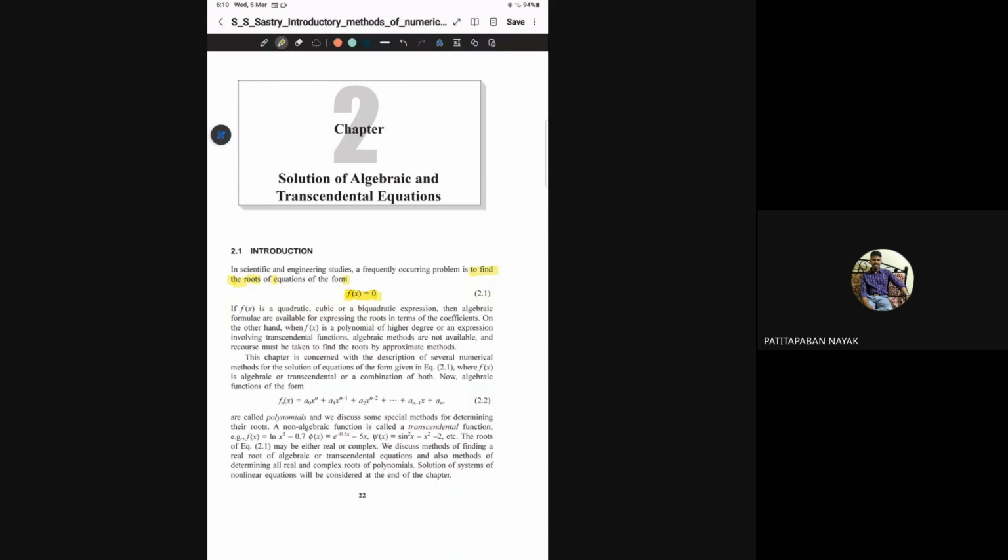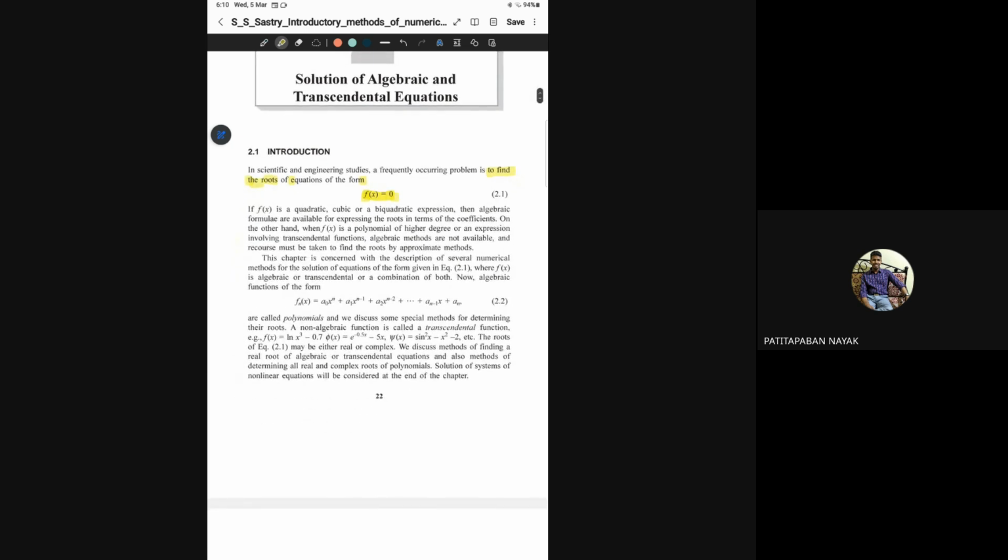So f(x) could be written as a polynomial of the form f_n(x) equal to a0 x^n plus a1 x^(n-1). So it is written in descending order: a0 x^n plus a1 x^(n-1), a2 x^(n-2), and up to an. Or you can also write in the opposite order, like a0 plus a1 x plus a2 x square plus a3 x cube up to an x^n. So this is basically called a polynomial equation.